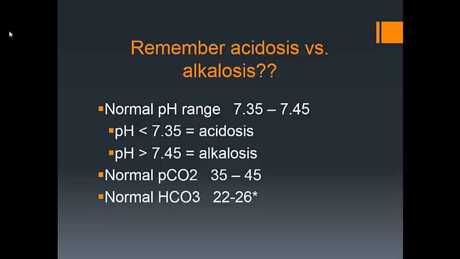Just a quick review, acidosis versus alkalosis. Your normal pH range is 7.35 to 7.45. The acidotic being less than 7.35, the alkalotic side being greater than 7.45. Your normal PCO2 is 35 to 45, and your normal HCO3 or bicarbonate is 22 to 26. The asterisk indicates that depending on a facility or lab manual that you look at, that value may differ 1 point one way or the other, but this is the general range that you should remember.